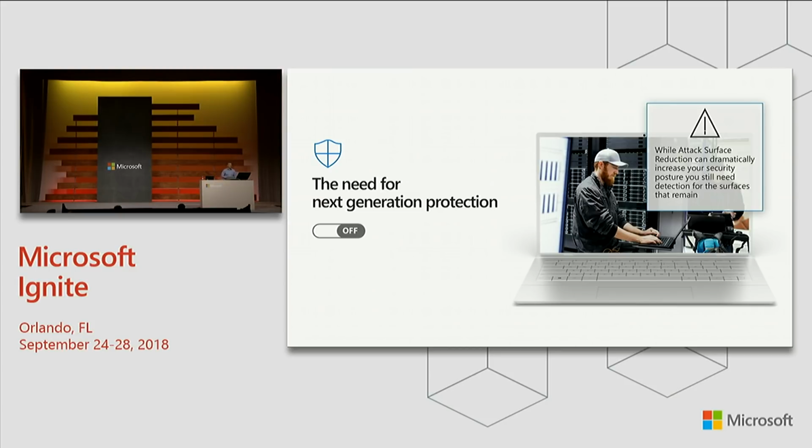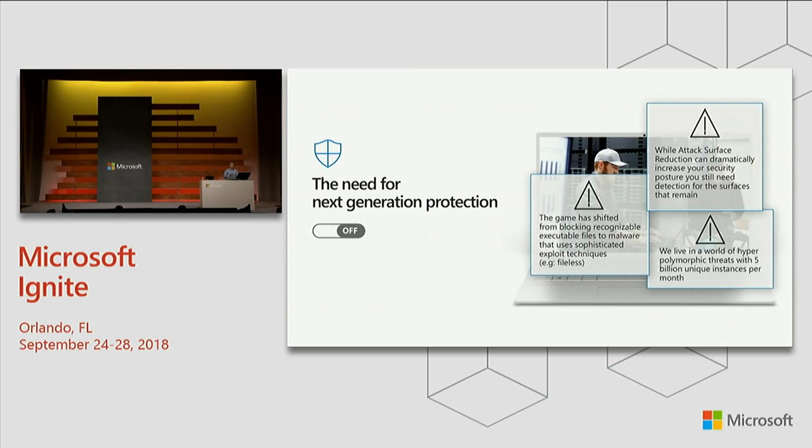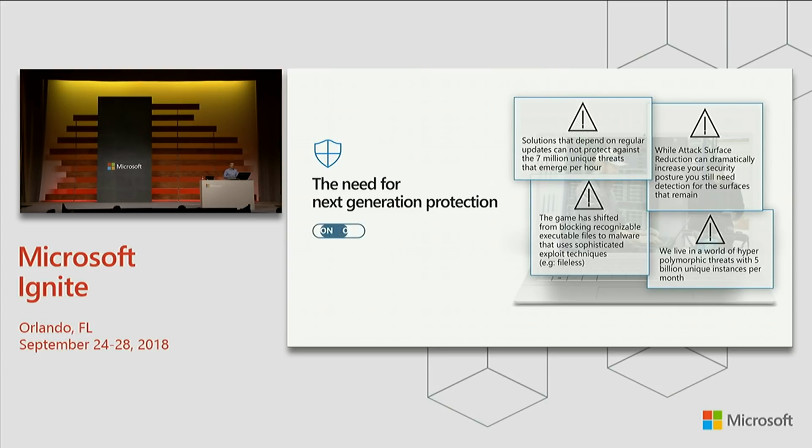So next generation protection. Let's talk about that. That's AV. Why do you need it? Well, because you can't reduce the surface area of attack on your systems to 0. Otherwise, nothing runs. You need something to cover that. So we need detection for the surface areas that remain. We live in this world of hyper polymorphic malware, 5 billion a month, and on and on. So there are a lot of reasons why you need it. I don't need to belabor that too much.